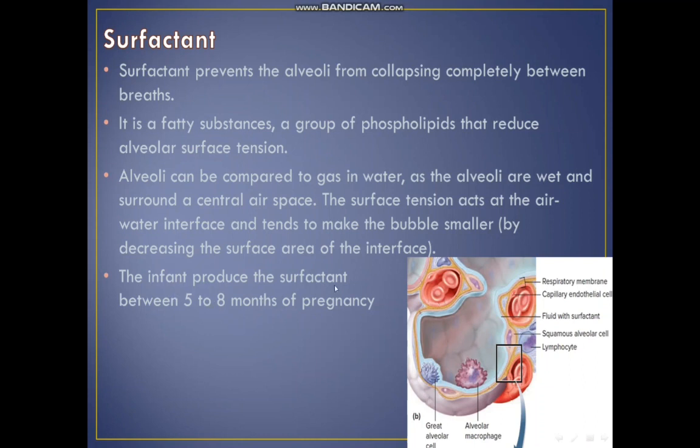The infant produces surfactant between 5 to 8 months of pregnancy. Because of that, a premature infant can't breathe, because there is no surfactant.